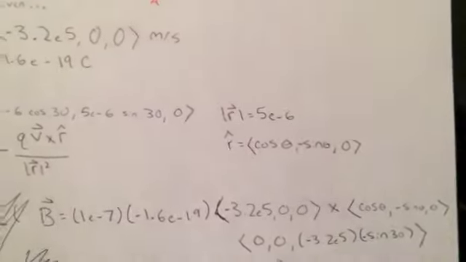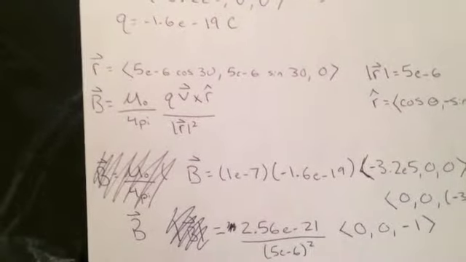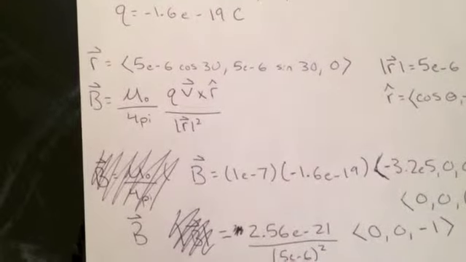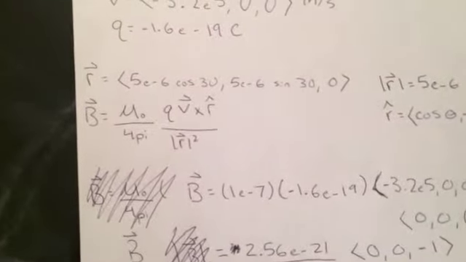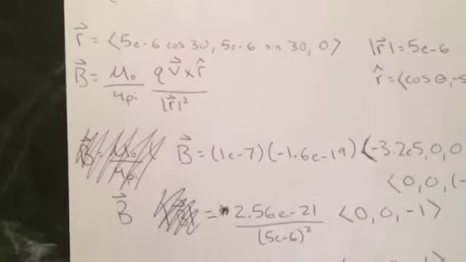And the reason we need our r hat is because it all comes back to the magnetic field equation, which says that the magnetic field is equal to this constant, mu naught over 4 pi, times q, velocity vector cross r hat, all over r mag squared.